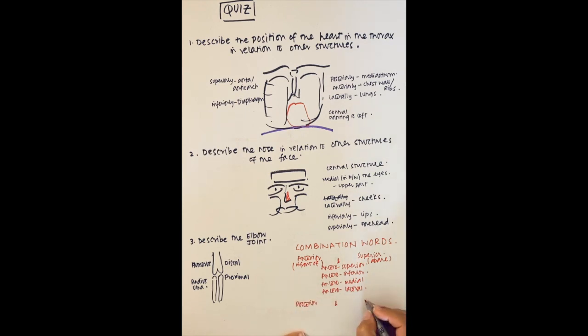If you wanted to describe something as being behind and towards the midline, then you'd say posterior medial, and you can combine posterior with posterior lateral, posterior inferior, posterior superior.